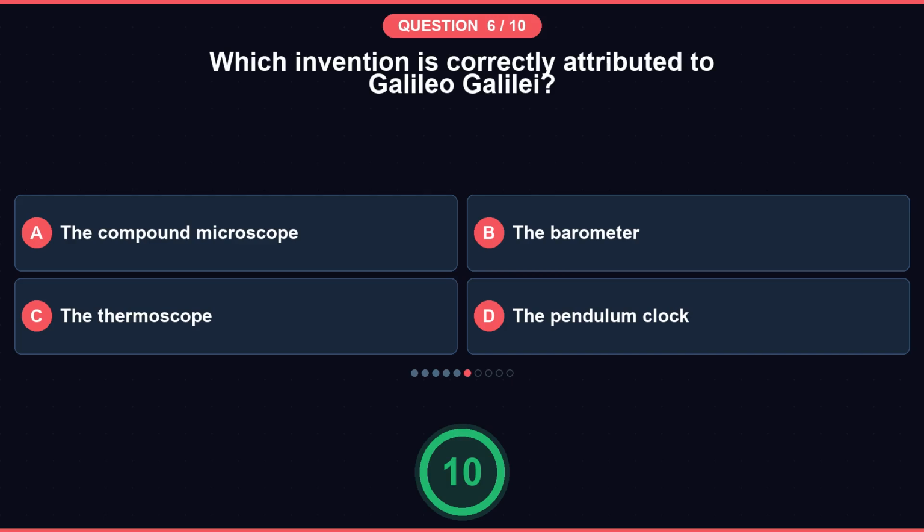Question 6. Which invention is correctly attributed to Galileo Galilei? A. The compound microscope. B. The barometer. C. The thermoscope. D. The pendulum clock.